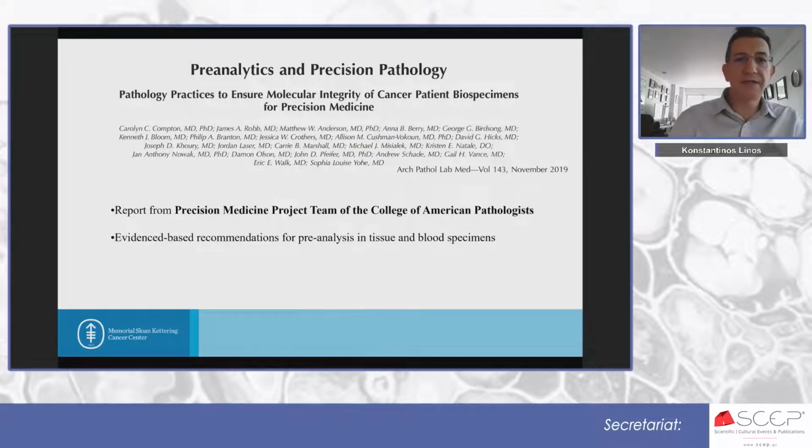So people have recognized this problem, which can be quite big. And the College of American Pathologists started a big project, the so-called Precision Medicine Project. They were trying to recommend practices that would ensure the molecular integrity of cancer patient biospecimens for precision medicine. So they did an evidence-based review of all the literature, which is a big piece of work, and provided recommendations for pre-analysis in tissue and blood specimens. I'm going to focus on tissue because I am an anatomic pathologist.